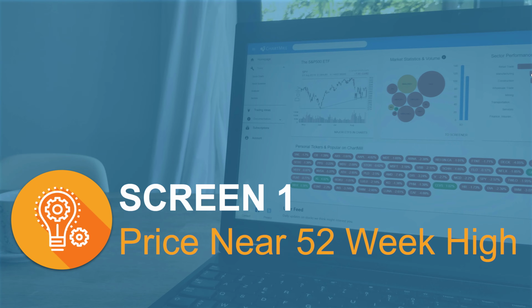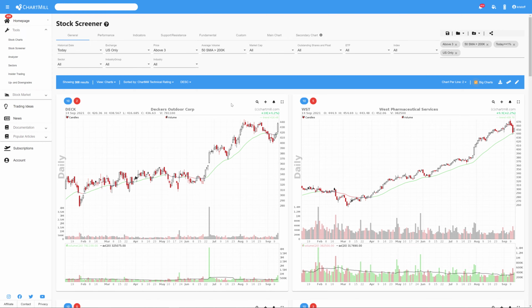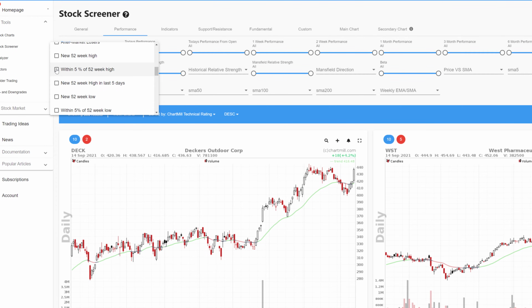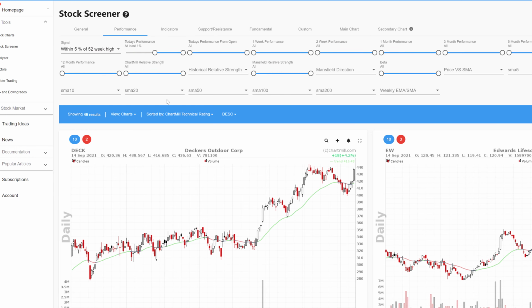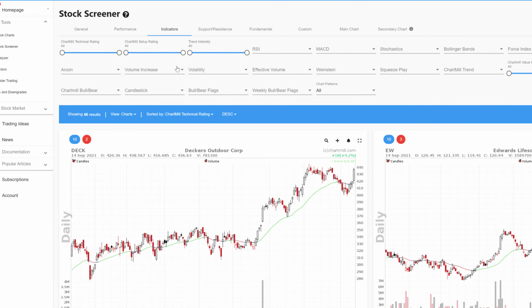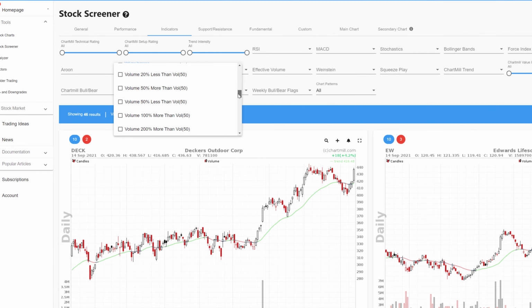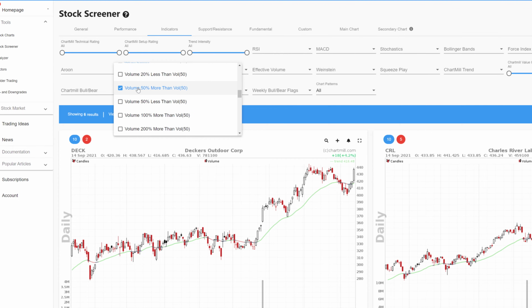This first screen filters out stocks whose price is at less than 5% of the highest price in the past 52 weeks. In addition, we have added a volume filter and a price performance filter. In the Stockscreener, select the Performance menu and click the Signal tab. In the drop-down menu, select within 5% of 52-week high. In the same General menu, select today's performance and slide the bar to 1%. Next, select the Indicators menu and click the Volume Increase tab. Select volume 50% more than the volume over the average 50 days.